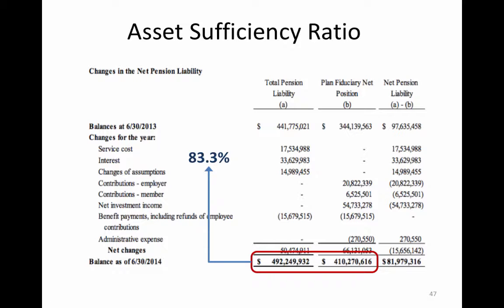That's a pretty decent ratio compared to a lot of plans. Ideally, you want to be at 100% or close to 100%, but because of changes in market valuations of assets, changes in the liability over time, and economic factors, even a well-funded plan is going to fluctuate below 100% much of the time. But something in the 83% range is pretty decent, although it could be better, obviously.